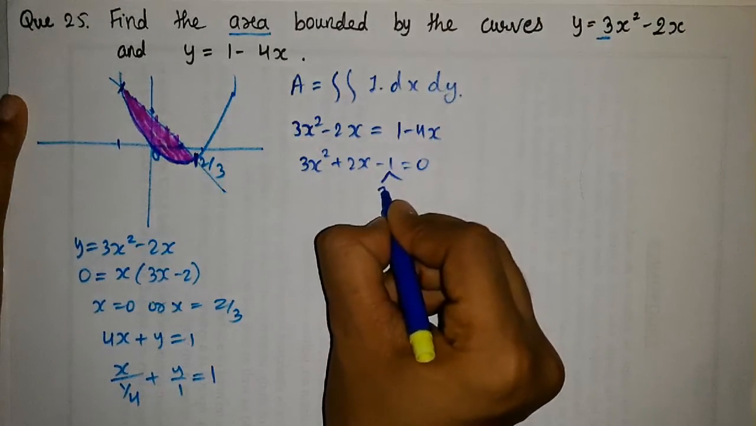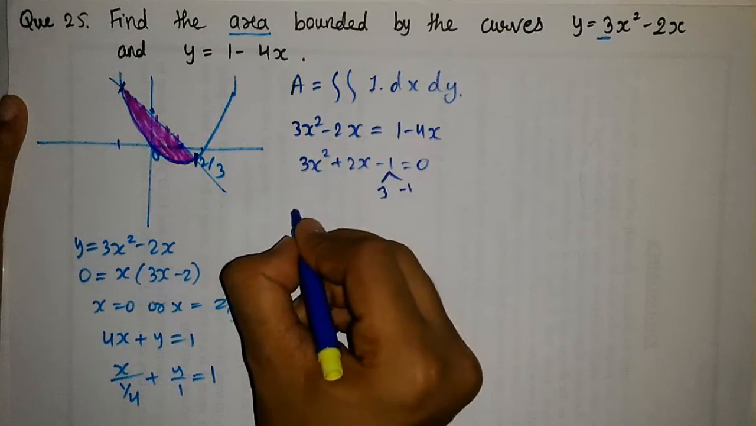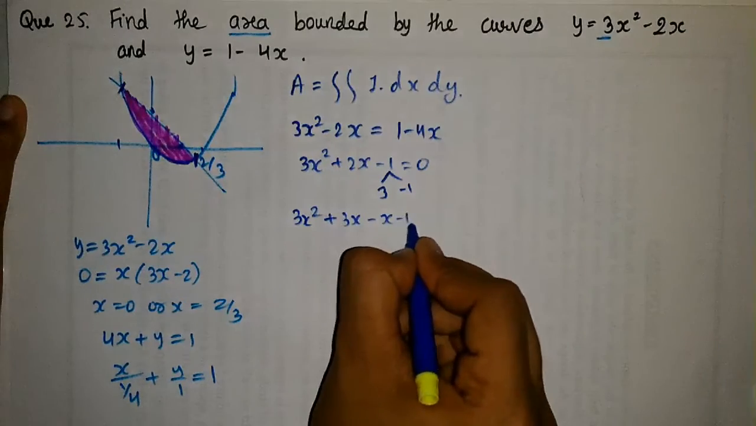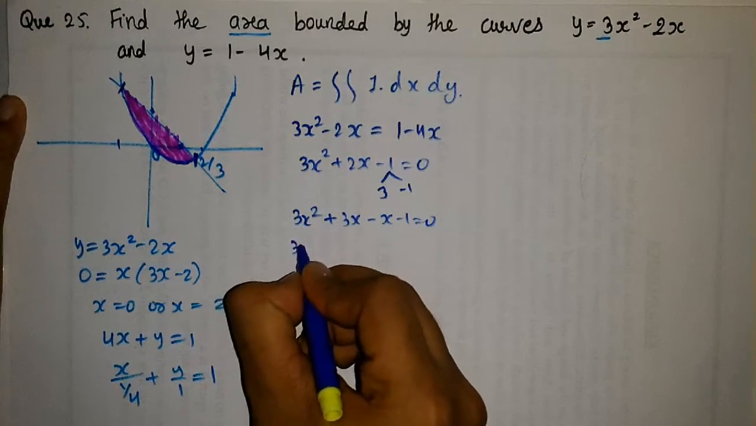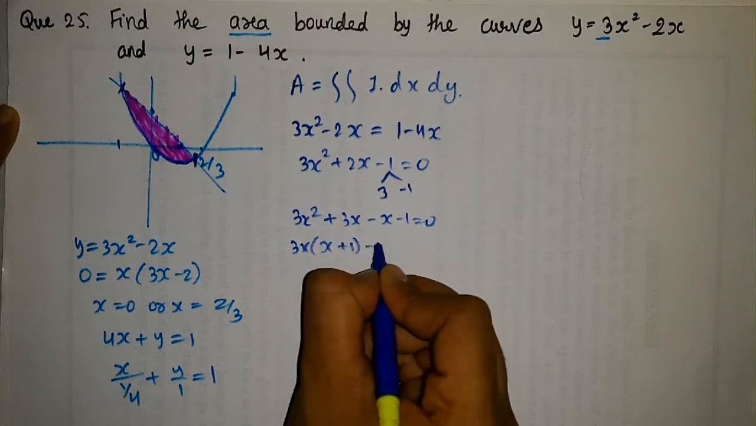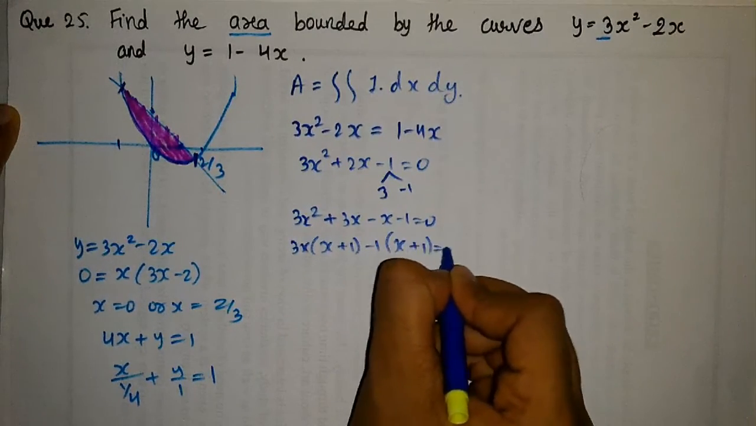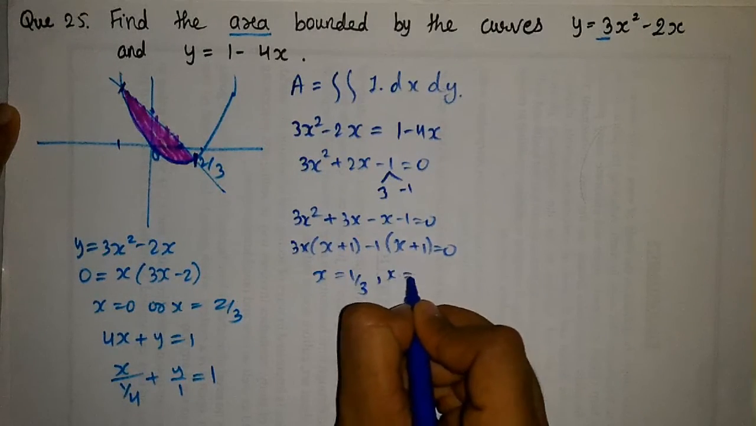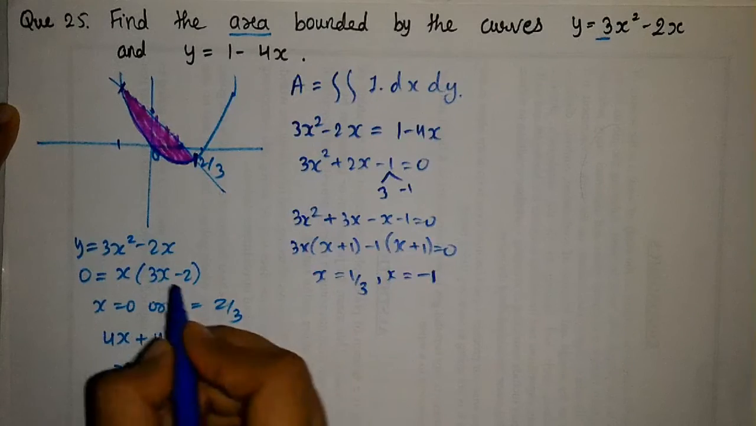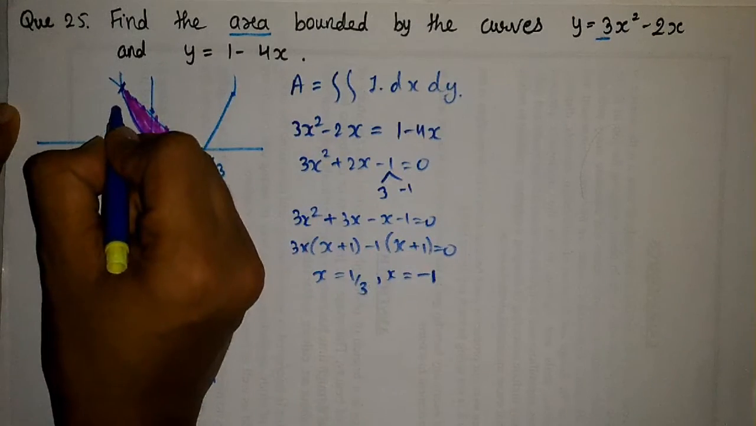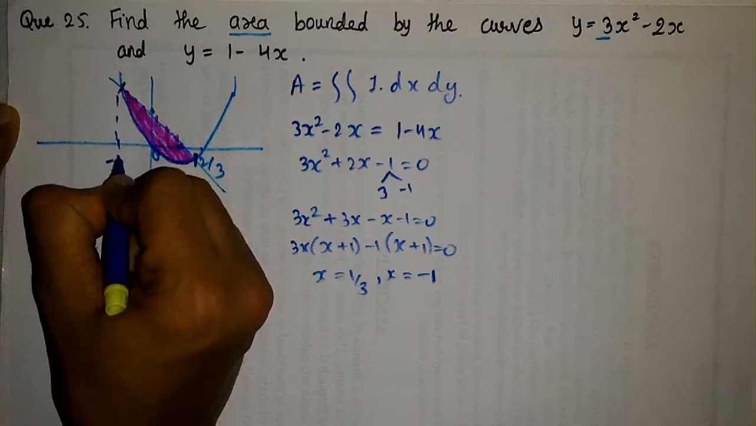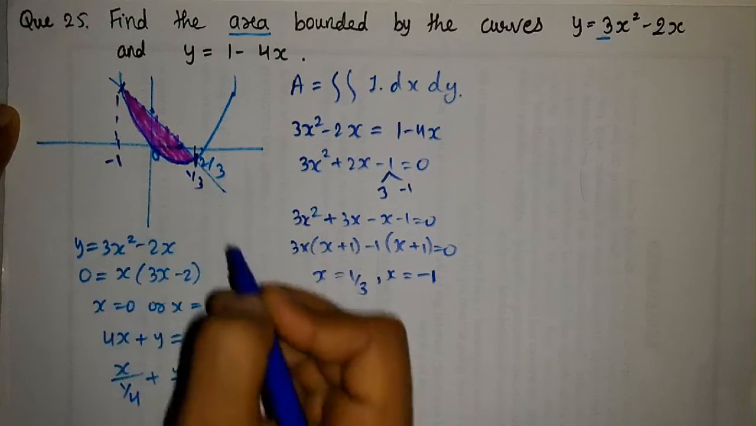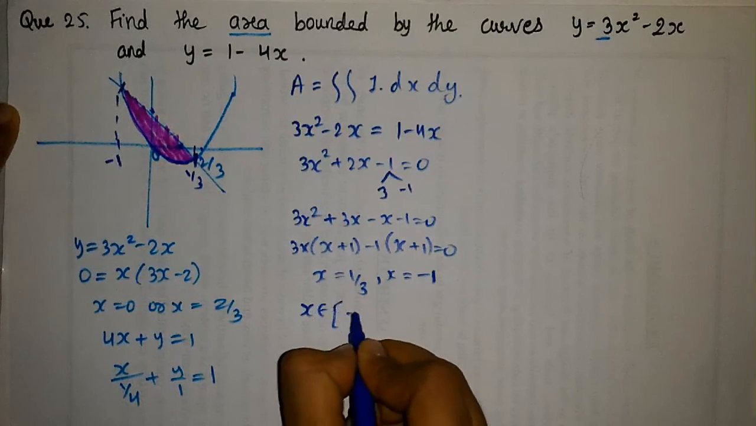Its factors are 3 and 1, it will be 3 minus 1. So we get 3x square plus 3x minus x minus 1 is equal to 0. Taking 3x common, x plus 1, taking minus 1 common, it will be x plus 1 is equal to 0. So we get x is equal to 1 by 3 and x is equal to minus 1. Then this point will be on the negative side, so it will be minus 1, and this point will be 1 by 3. So we know that x belongs to minus 1 to 1 by 3.